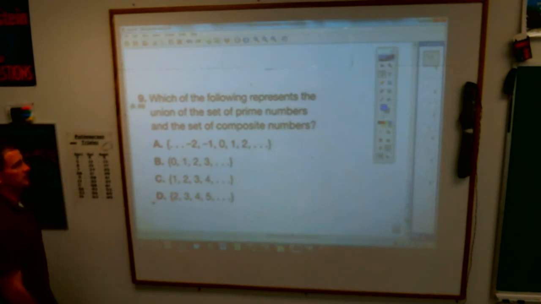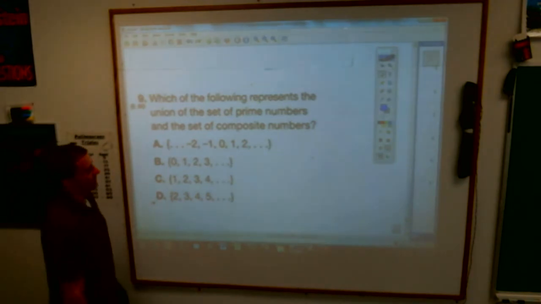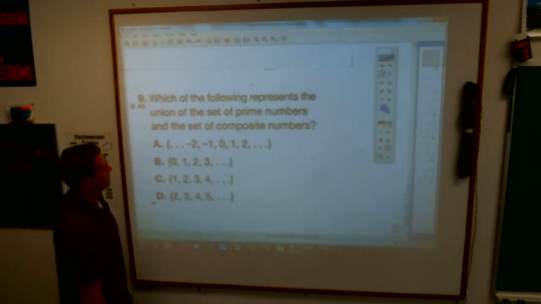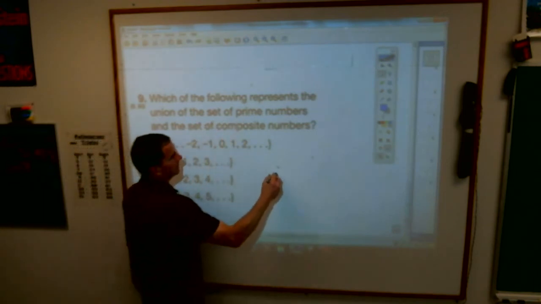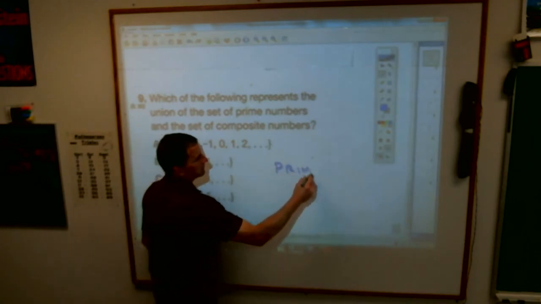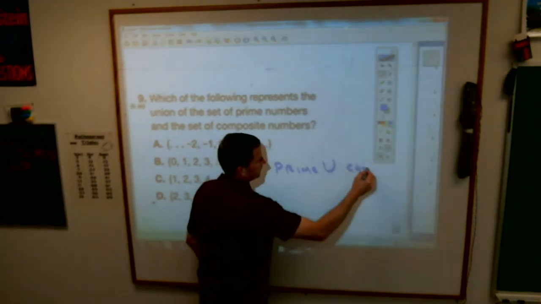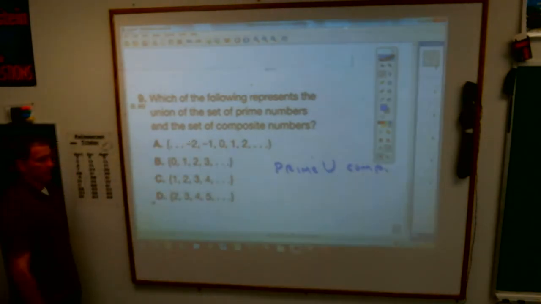Which of the following represents the union of the set of prime numbers and the set of composite numbers? Union means you're putting them both together.